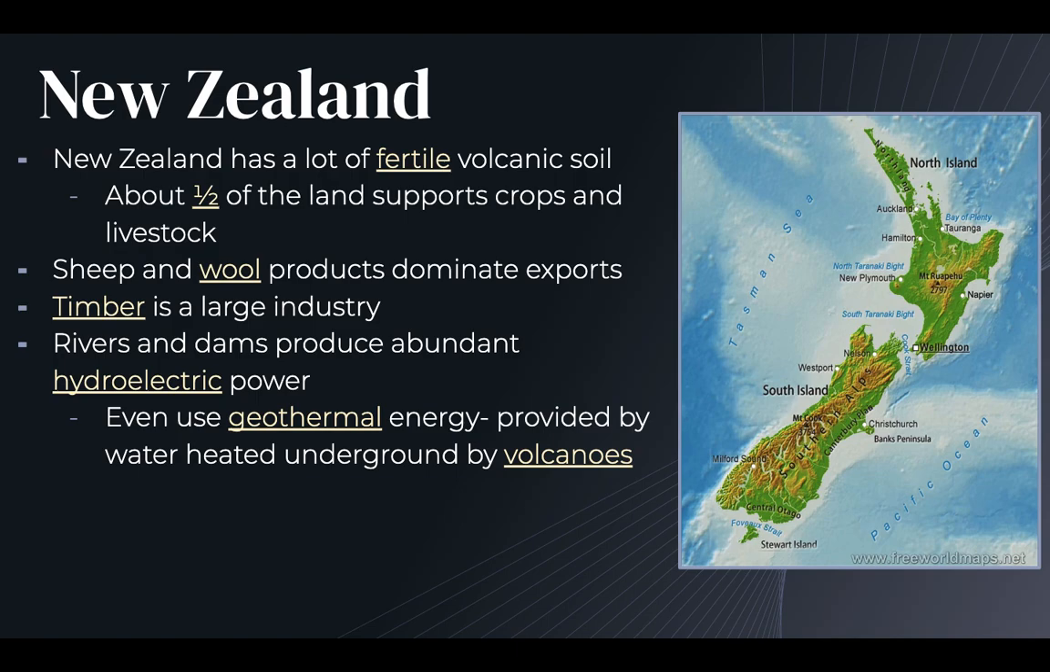Rivers and dams produce abundant hydroelectric power, so they use primarily hydroelectric power, but they also use geothermal energy to get their electricity and things like that. And that is provided by the water that's heated underground by the volcanoes.